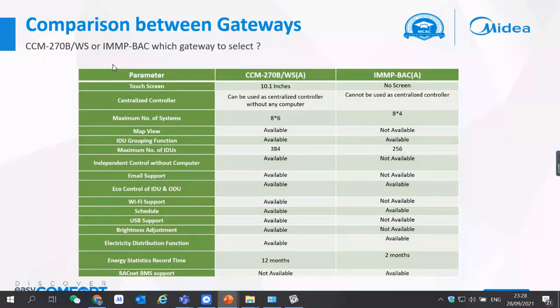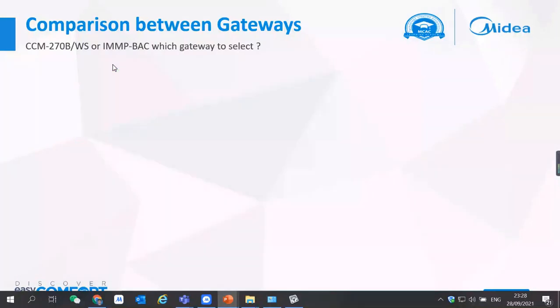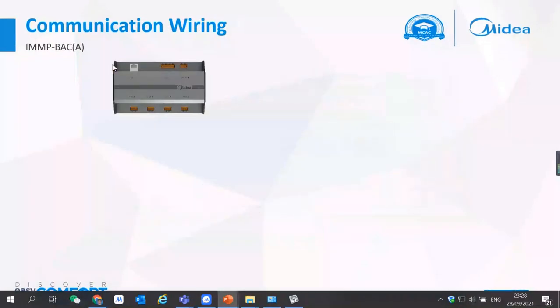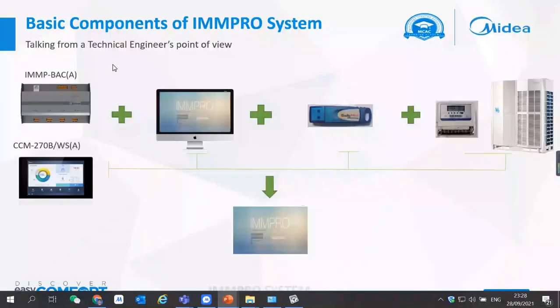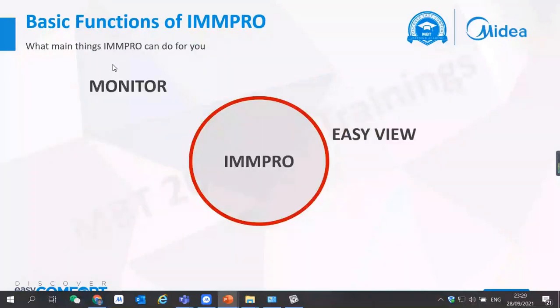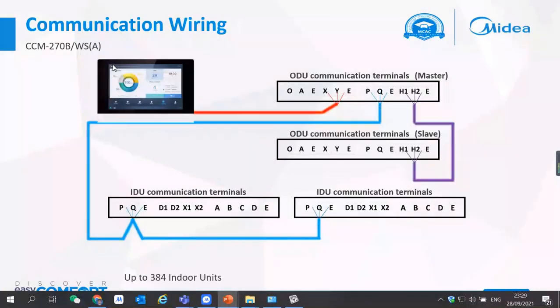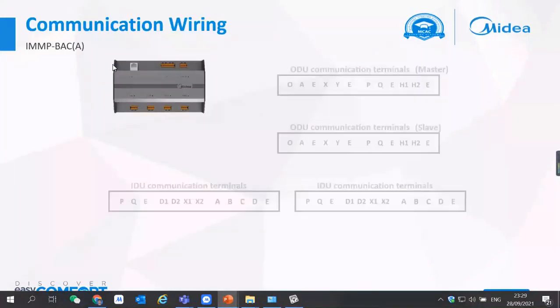Okay, so this was the first part of my presentation for selecting the gateways for Immpro. If anyone has any question about how to select the gateways, you can discuss with me now. Otherwise, we will move on to the next part. If no questions, I go to the next part.